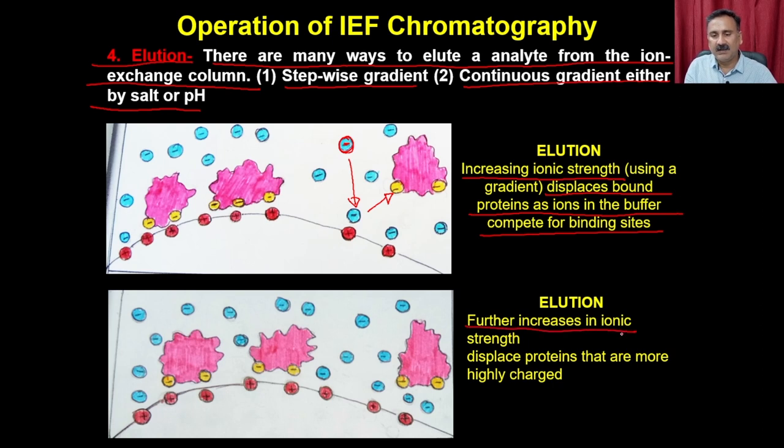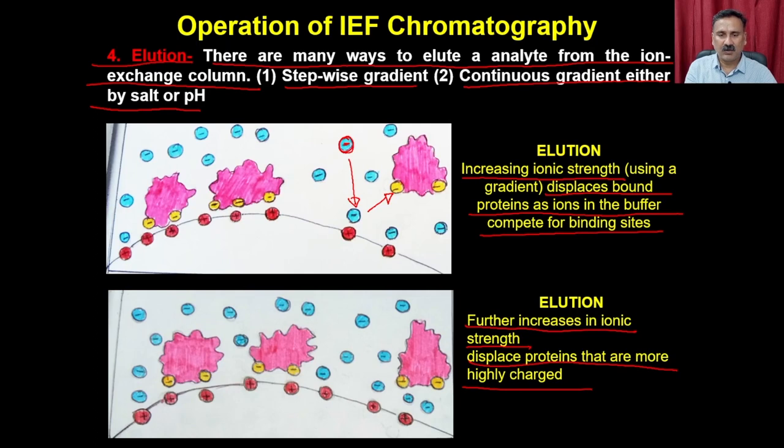If you further increase the ionic strength, the displaced proteins are those that are more highly charged. So it's going to be in proportion to the charge of the protein. Initially, you see, when I supplied a low amount of ions, only the two-charged proteins are going to be eluted. But when I supply a greater amount of charge, the three- and four-charge containing proteins are also going to be eluted.